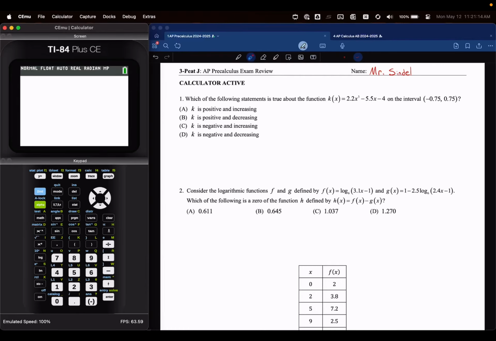This is AP Precalculus. We are on the review for the AP test known as 3-peat. We are on activity J. This is calculator active. You should be still doing this entire worksheet in about 6.5 minutes.